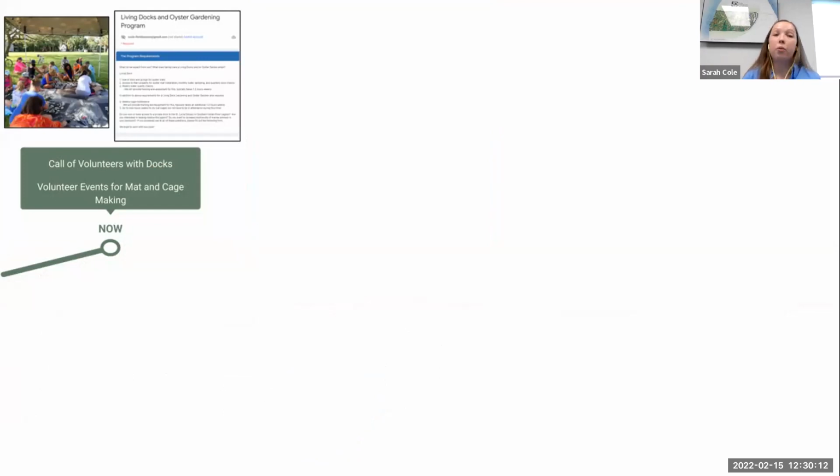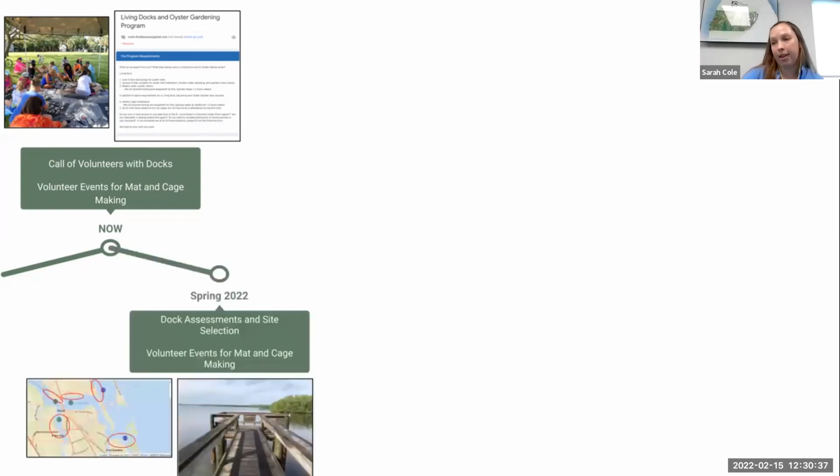So starting right now, we have that call for volunteers. If you have a private dock, please, please, please sign up. Even if you are not in the areas that we listed, we do hope to expand this program in the future after our first year study. So please sign up. We will keep you in the waiting to get a living dock once we've done our initial study and see what will work. We're also starting to have volunteer events to start making those oyster mats as well as cages for our oyster gardening.